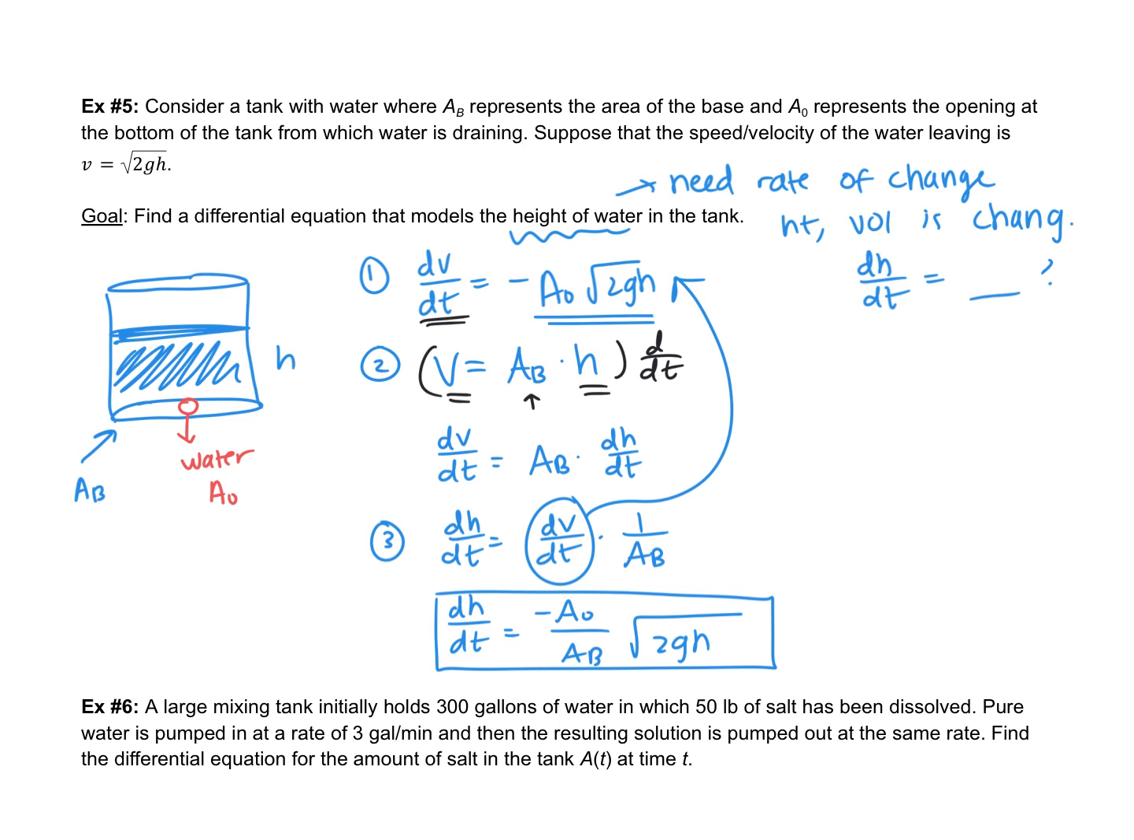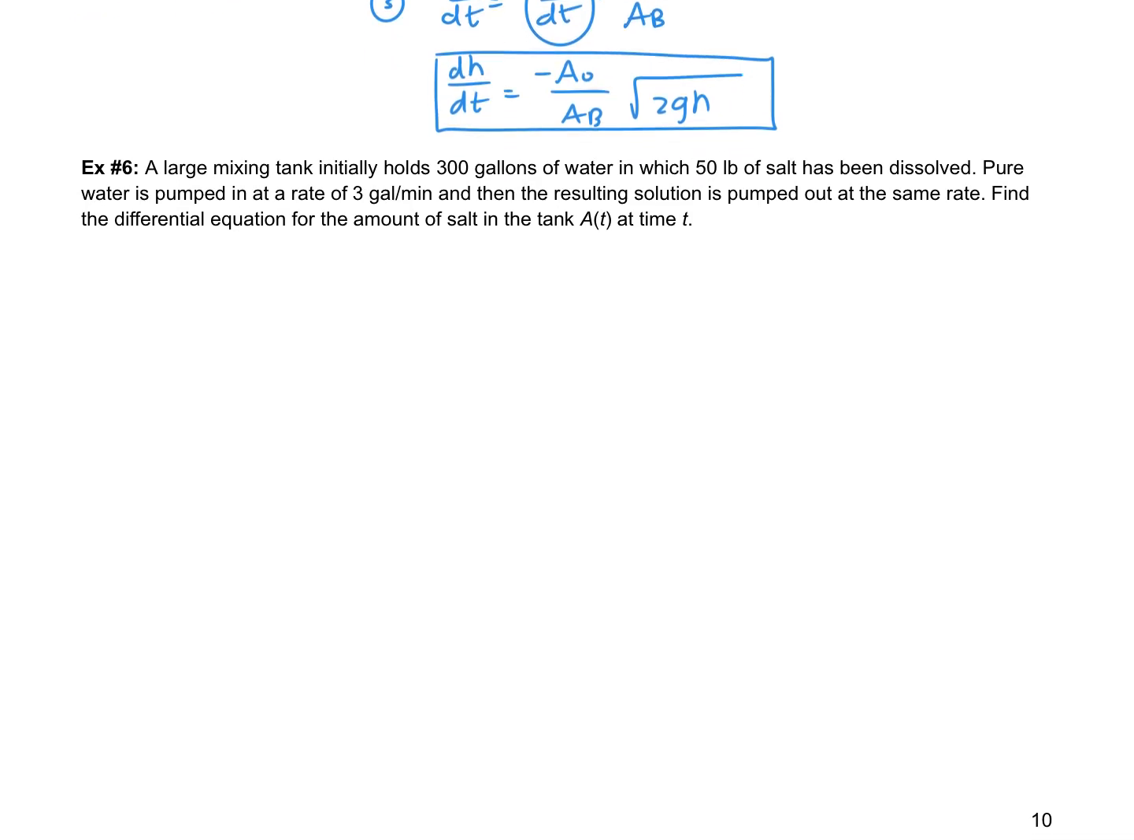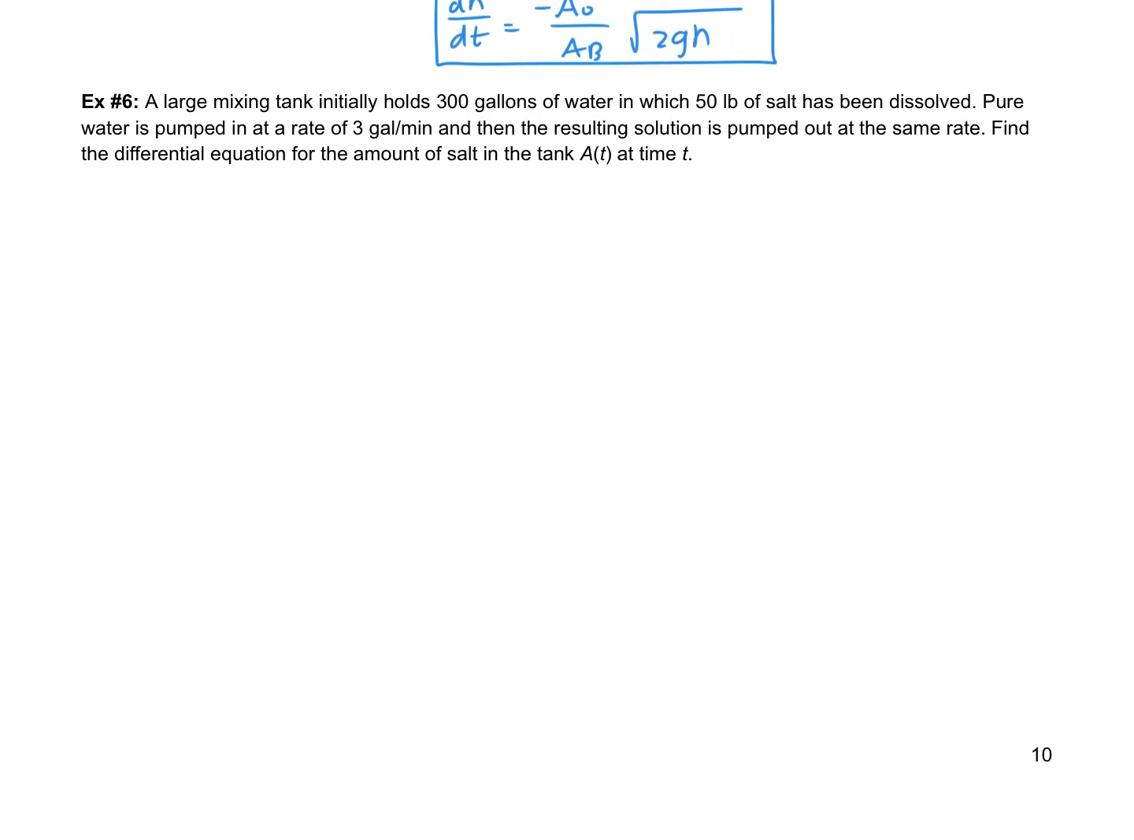Okay, that one was definitely a lot tougher than the ones we've previously done, so I want to do one more example so that we can go through this process together. And it's this example 6. A large mixing tank initially holds 300 gallons of water in which 50 pounds of salt has been dissolved. Pure water is pumped in at a rate of 3 gallons per minute, and the resulting solution is pumped out at the same rate. Find the differential equation for the amount of salt in the tank, A of t, at time t.